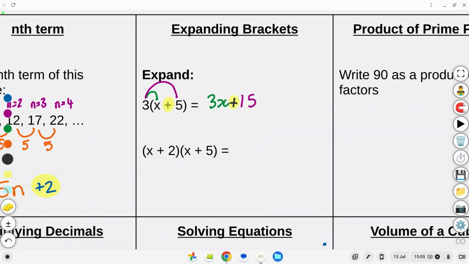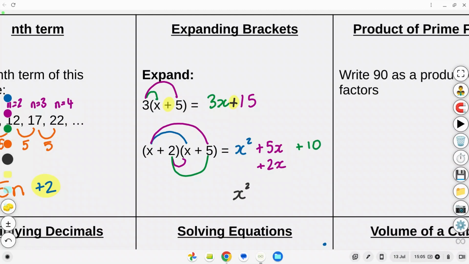The next one is a double bracket, so there's a bit more work. We've got to do 4 multiplications. So x times x, which is x squared, and then x times 5, which is 5x, and then 2 times x, which is 2x, and then 2 times 5, which is 10. And overall, this simplifies to x squared plus 7x, because we add the 5x and the 2x together, plus 10.